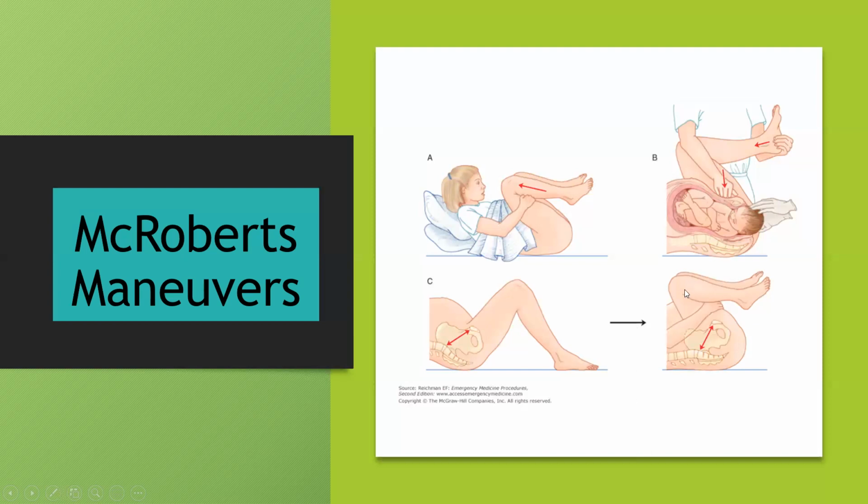But closed knee pushing, I believe, is part of what McRoberts is supposed to be. Now, you're not going to find that in the textbooks. This is my own little idea here. But I've seen it and used it, and it definitely helps and gives a little more room.